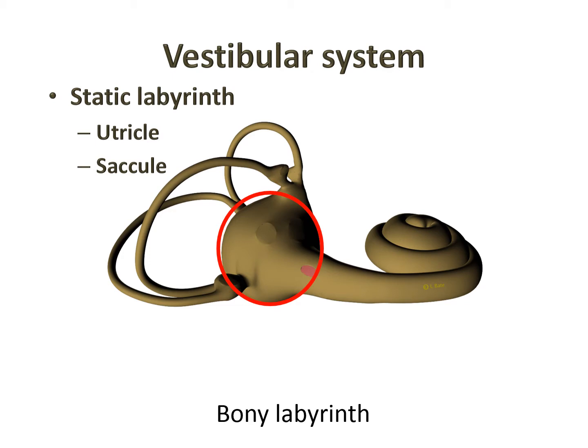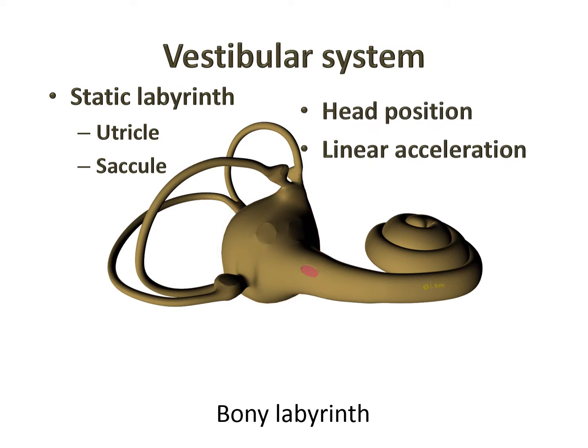The static labyrinth, which contains two structures, the utricle and the saccule, encapsulated in this area which is called the vestibule. The function of the static labyrinth is to determine the position of the head and to detect linear acceleration or stopping.